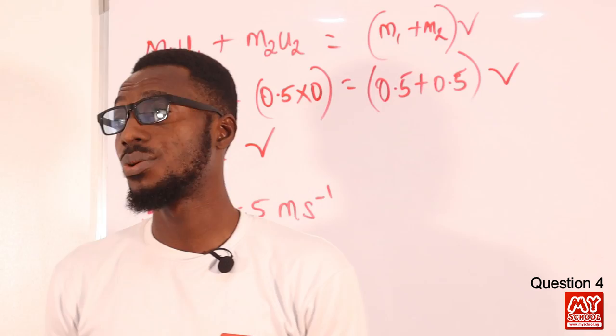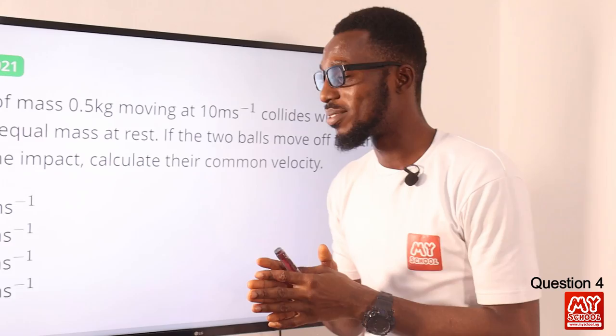So let's go back to the screen to sort this out. We have 5 meters per second in option C. So option C is the appropriate answer.